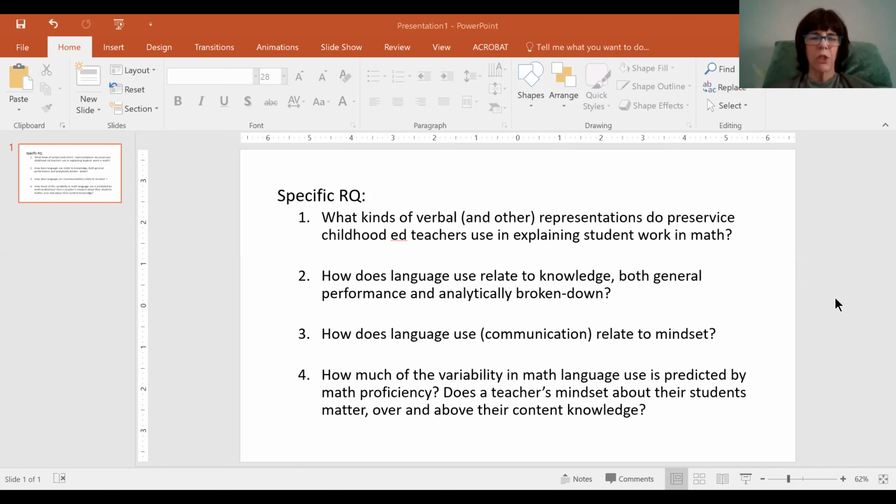And the last research question is, how much of the variability in math language use is predicted by math proficiency? And does the teacher's mindset about their students matter in predicting their variability in language use over and above their knowledge of the mathematical content? So we're going to start with research questions 2 and 3, which are the correlations among the variables. And I will share these data with you.